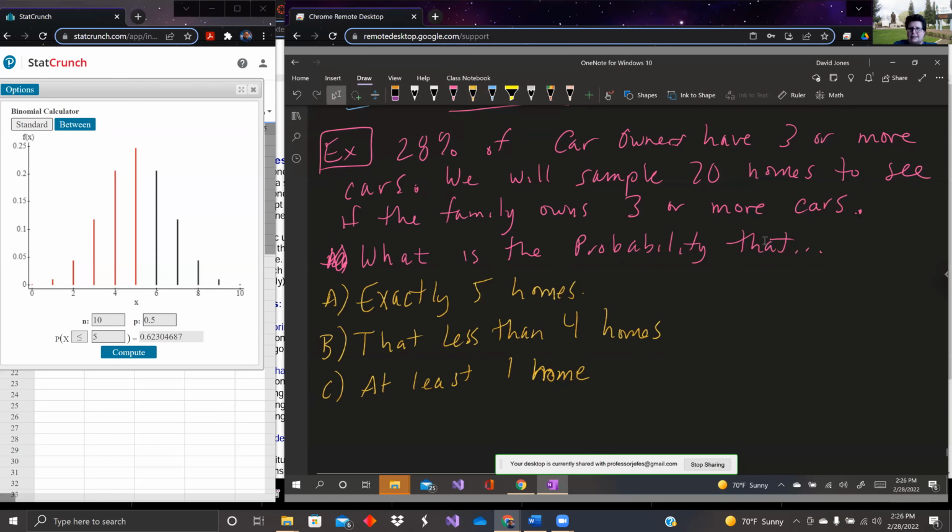So let's look at exactly 5 homes. What we have in this problem, we can go through the information. It says 28% of car owners have 3 or more cars. We're going to call that our probability of success. So P is going to be 28%. And since we're doing this in mathematics, we have to shift to a decimal by moving it left twice. It says we will sample 20 homes. That's the total number of places checked. N equals 20.